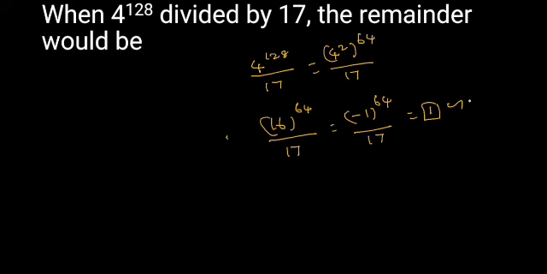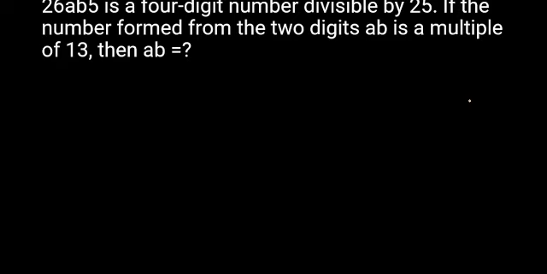Okay, I'll go for the next one. 26AB5 is a 5-digit number divisible by 25. If the number is formed from 2 digits AB, this AB is a multiple of 13. Then what is the value of AB? Now see here, the number is divisible by 25, so the last digit should be 0 or 5. Obviously 5 is there, so it is perfectly okay.